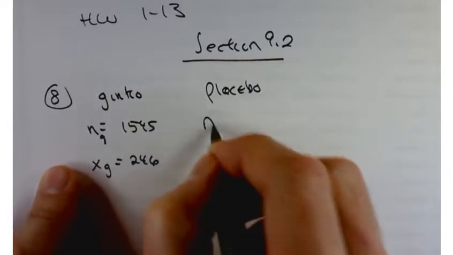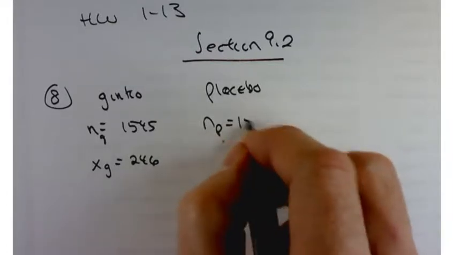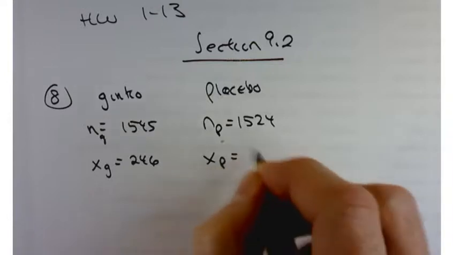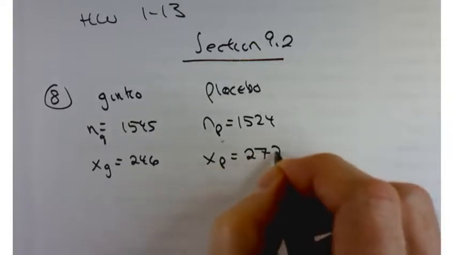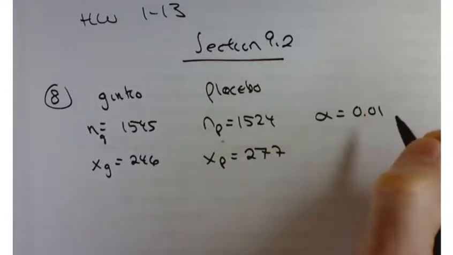All right, so N sub P was 1,524, and X sub P was 277. We're going to test this at the 1% significance level.